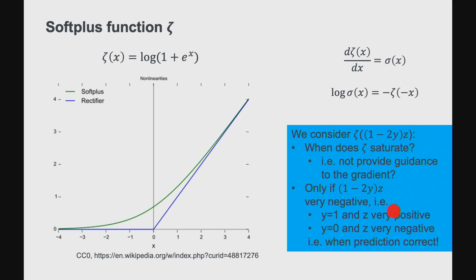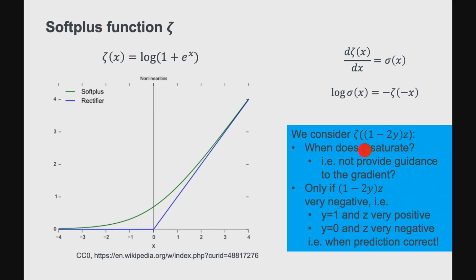And when does it saturate? Well, it saturates if this term is very negative, which is either if y equals 1 and z is very positive, or y equals 0 and z is very negative. And both of these cases are the cases where we do the right thing. Because if we have this class and we have a very large input to our activation function, then this is a right thing to have. And if this is very negative and this is the class 0, then we are also correct. So the important observation here is that we saturate exactly when we do the right decision.